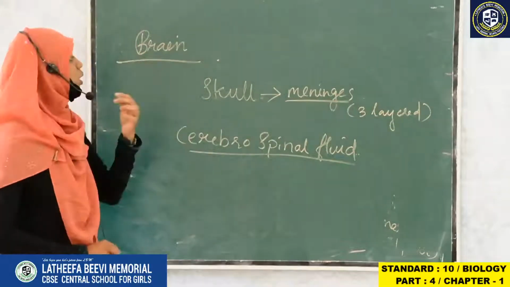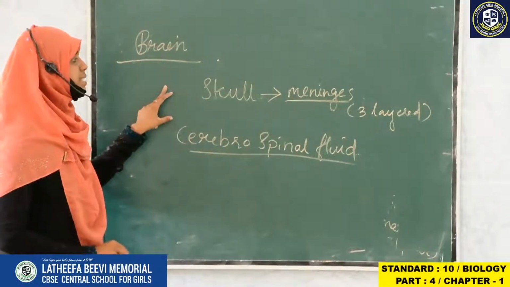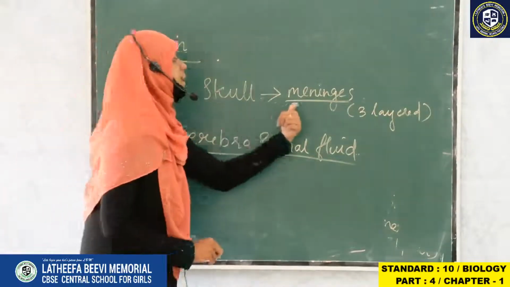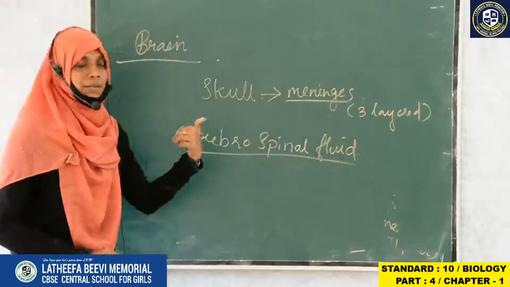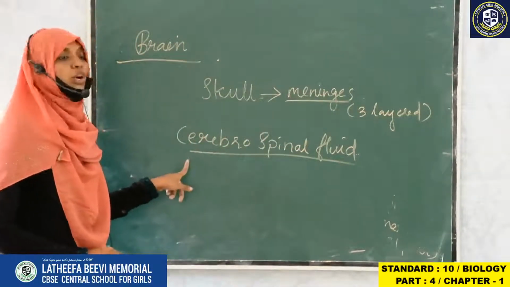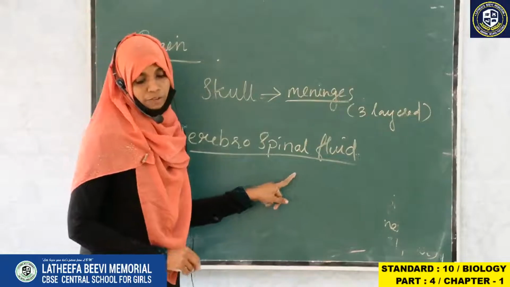Okay, so the brain is protected inside the skull and it is covered by a three-layered membrane called meninges. Inside the meninges there is a fluid called cerebrospinal fluid.